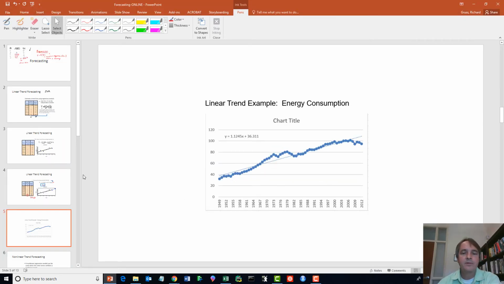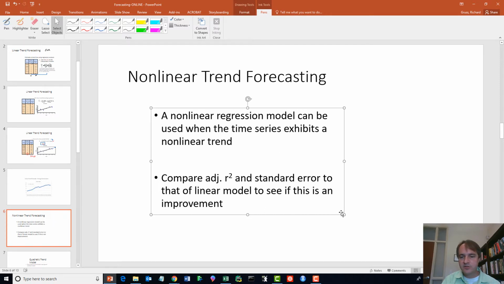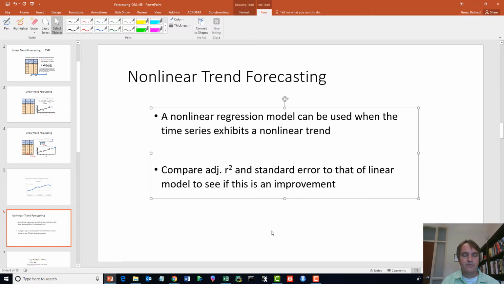Now, it's always possible that your time series doesn't actually follow a nice line pattern, so you might have to take into consideration that you have curves in there, and so a curved model might fit better. So what do we do? Well, we add a squared version of the independent variable into the model. So we do a multiple regression on both the time period and the square of the time period. And then we just compare the adjusted R squared to see if we've done any better.